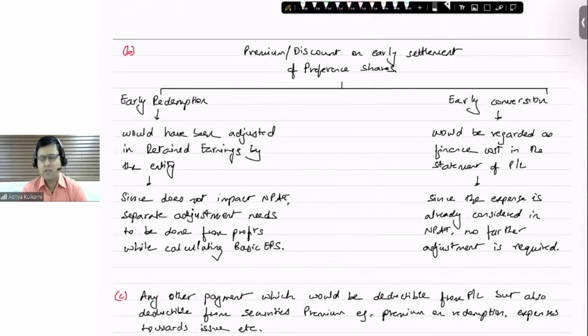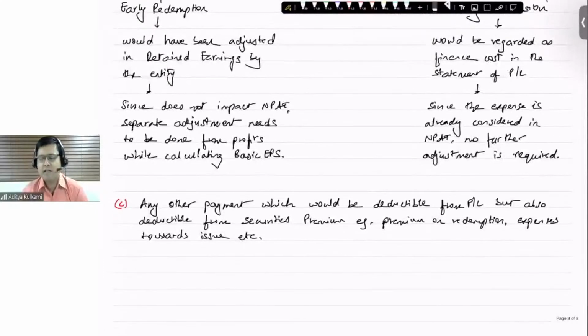Then we saw premium or discount on early settlement. So if there is early redemption, it would have been adjusted in retained earnings. So therefore a separate adjustment is needed. If it is early conversion, it would be regarded as finance cost. Since the expense is already considered in net profit after tax, no further adjustment is required. This is based on what the Institute study material has solved. Although we will actually have to look at whether the preference share is a financial liability or an equity in the first place.